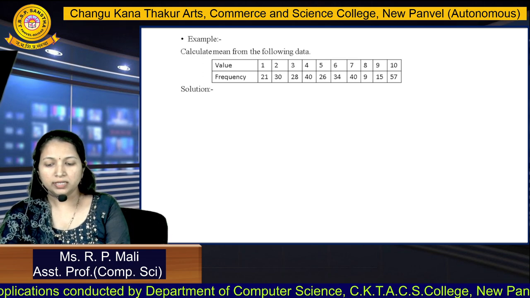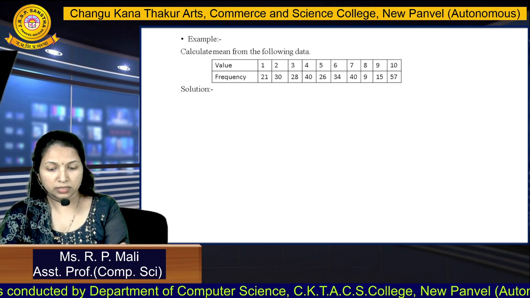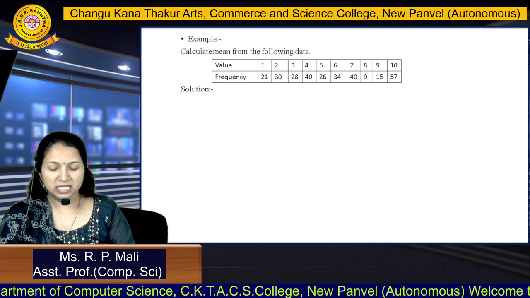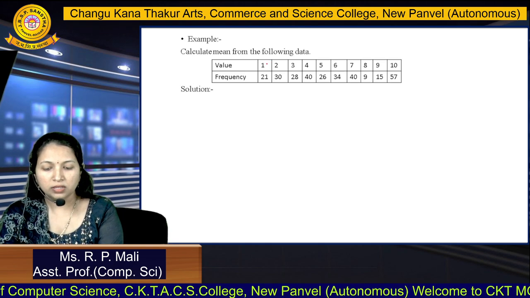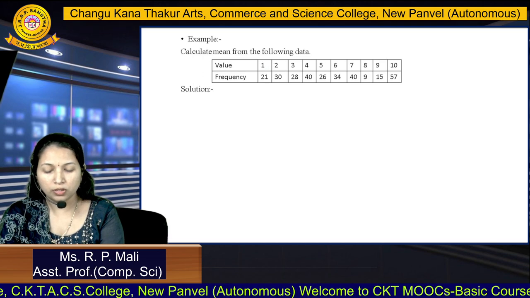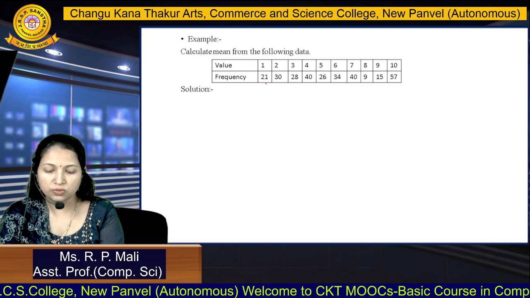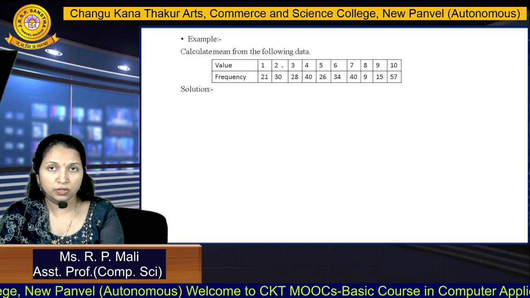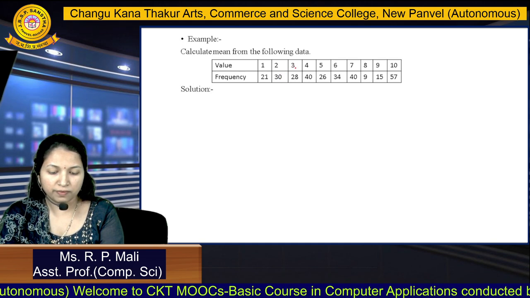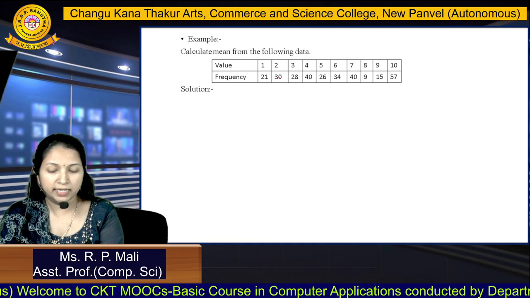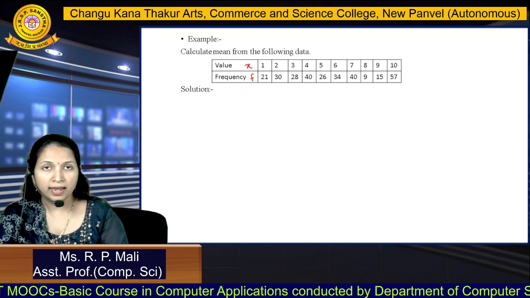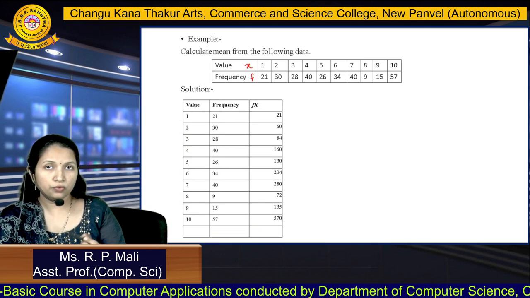So this is the example. This is your discrete data. You have two columns, values and the frequency, which means you can read this data as: the value 1 is repeating how many times? 21 times. Or you can say the frequency for 1 is 21. The frequency for 2 is 30. For 3 it is 28. So you can consider this value as x and the frequency as f.